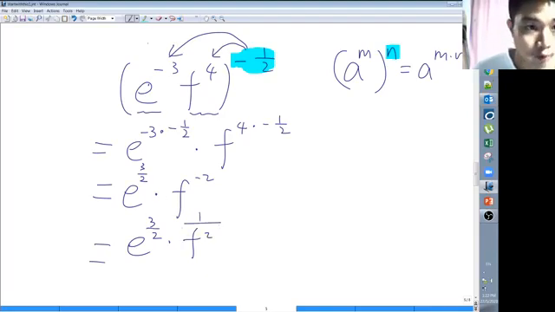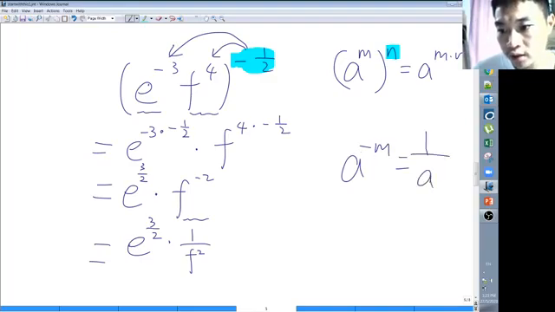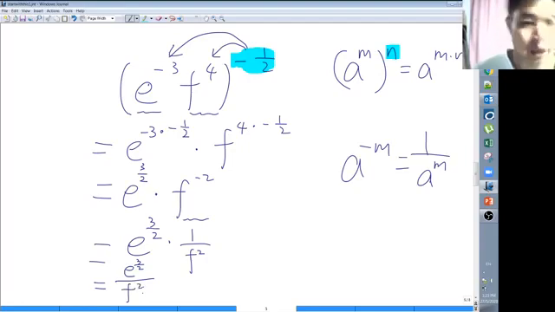I hope you still remember. Hold on, let me rewrite it. So I change this negative index to a positive index. I hope you remember this: if you have a negative power, you change it to a positive index by having 1 over a to the power n. Right now, let me combine these two together. So you are supposed to get e to the power 3 over 2 on top and f to the power 2 below.